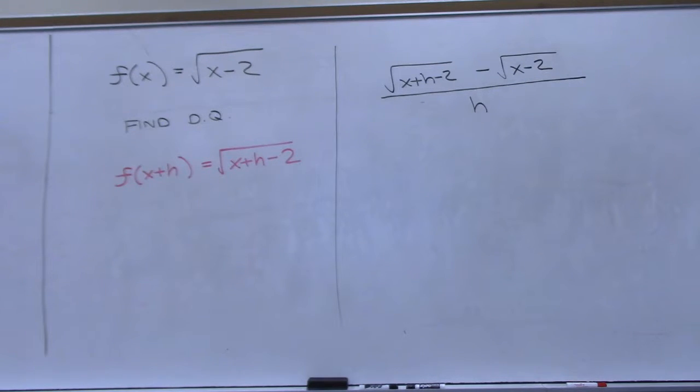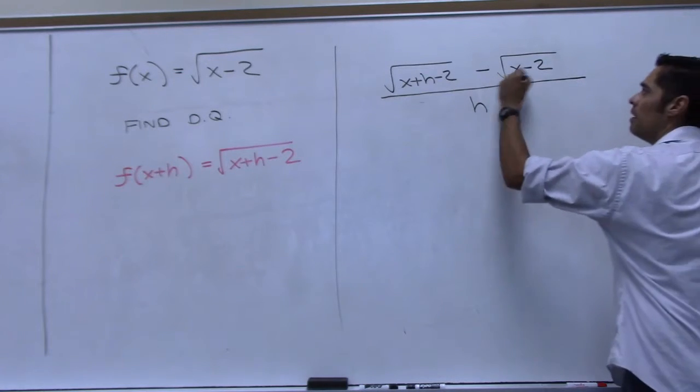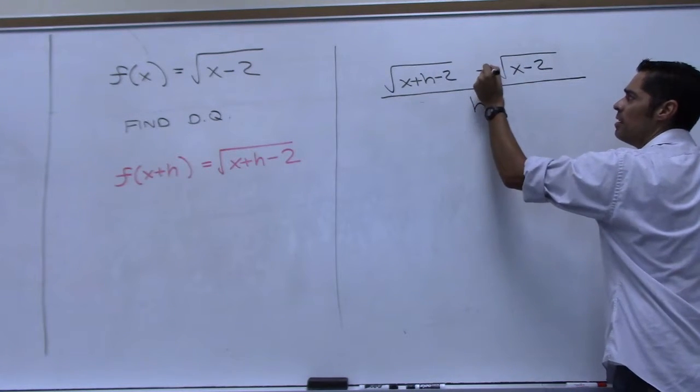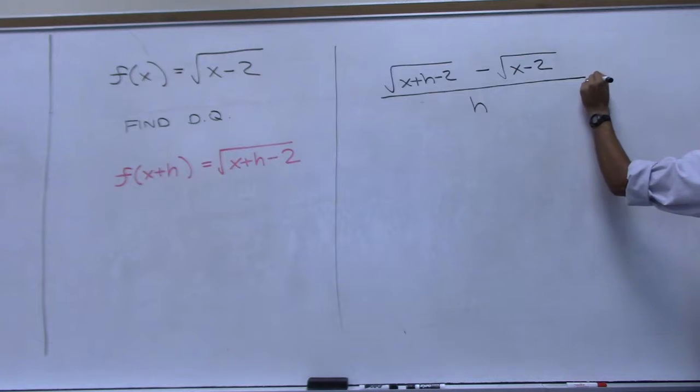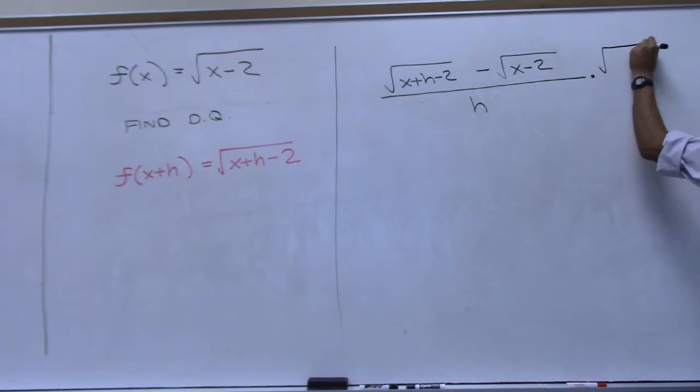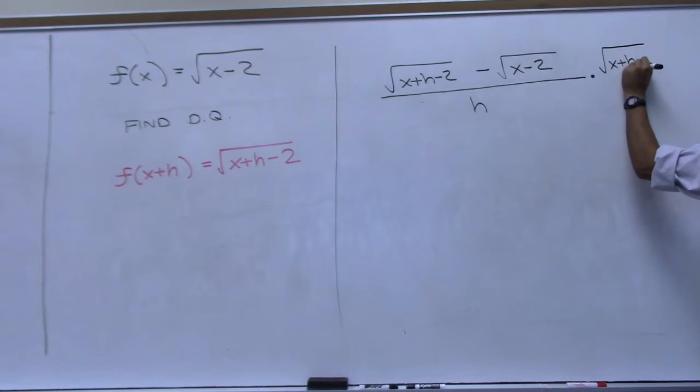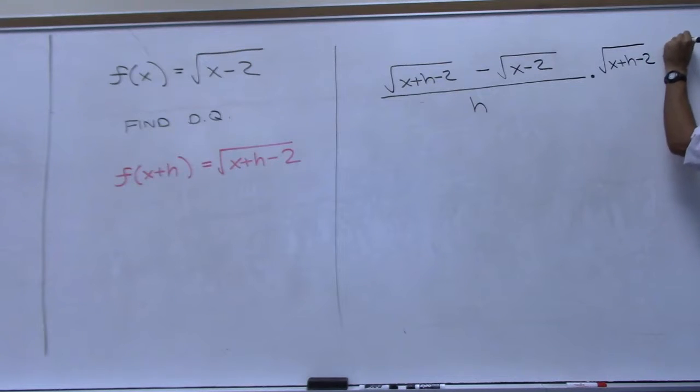The other recommendation was to use the conjugate. Now the conjugate is when you have square roots. You look at the square roots, and you multiply by exactly what you see, but you change the sign between them.